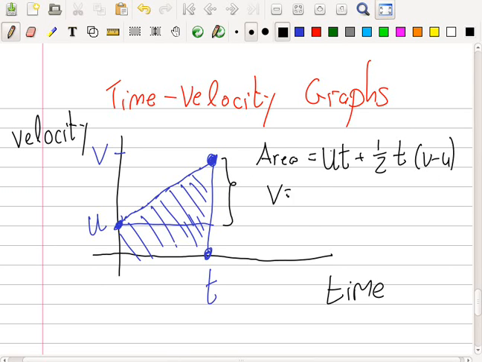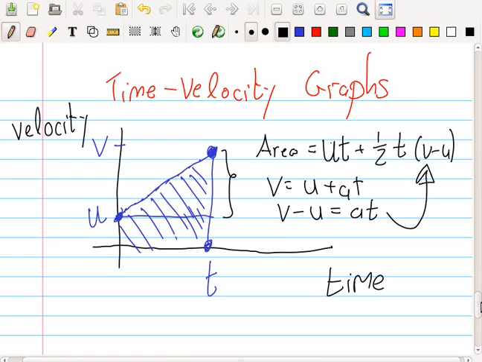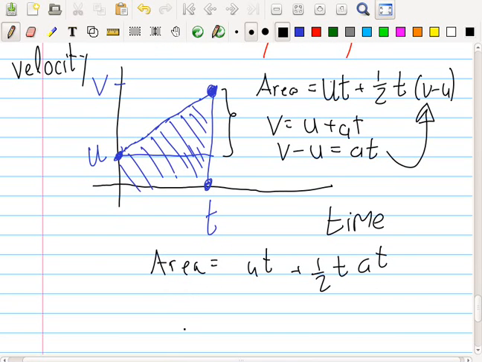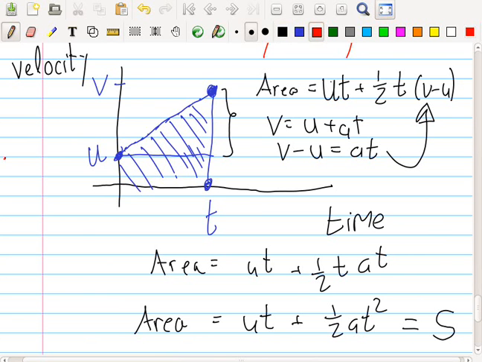But what does V equal? U plus AT. So what does V minus U equal? AT, right? So I can put that in there. You see what's happening? So I get area equals UT plus a half T times AT, so equals UT plus a half AT squared, which equals S. So we have our first result. The area on the graph will represent the distance traveled.